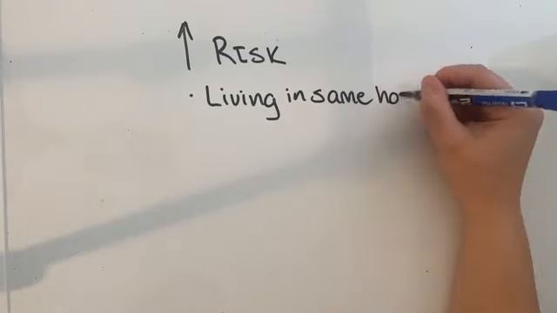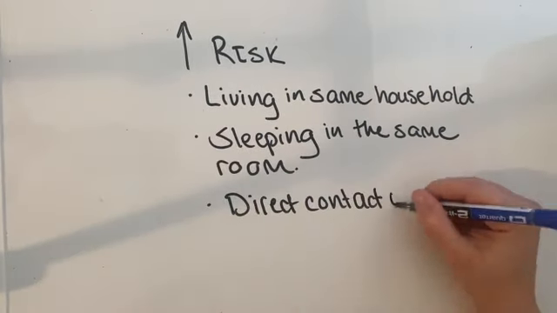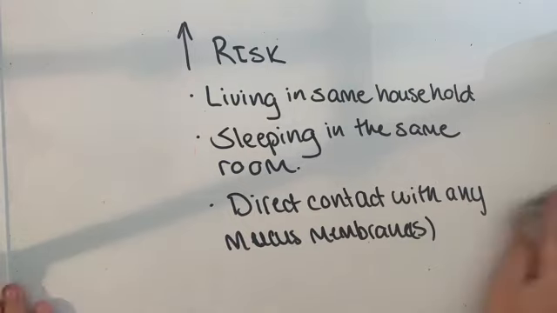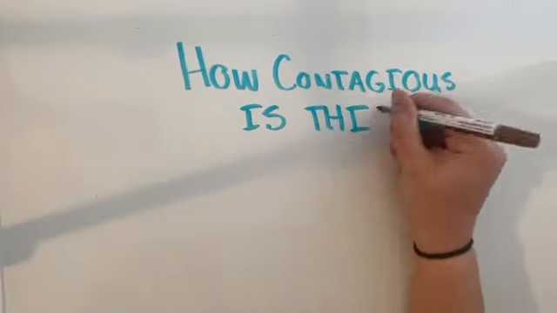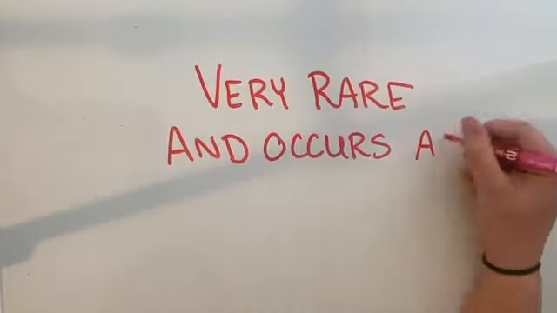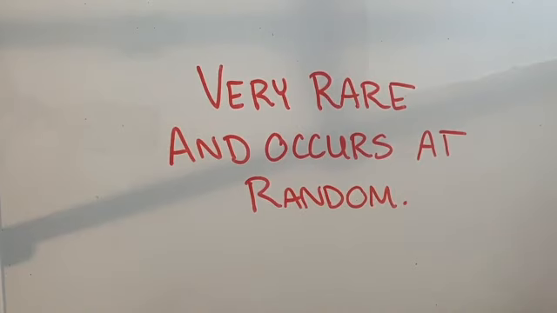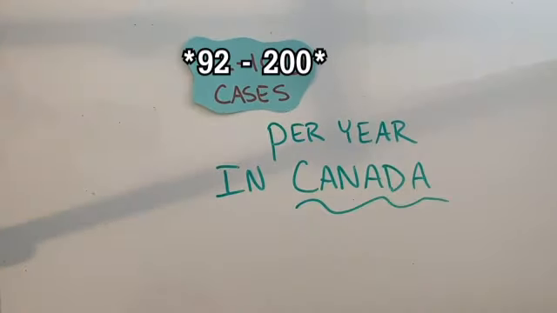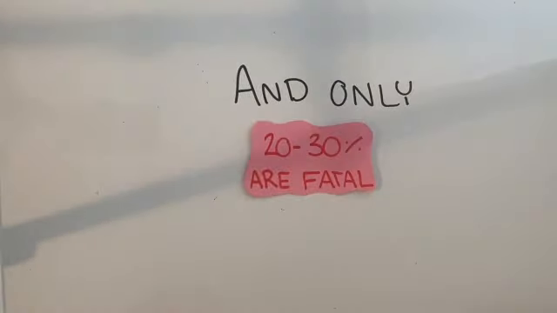Those at high risk of getting it from an infected person are people living in the same household as the infected person, people who sleep in the same room as the infected person, and people who have direct contact with the infected person's mouth or nose secretions. Necrotizing fasciitis is rarely contagious and occurs randomly. Most cases of invasive strep A do not present as necrotizing fasciitis. According to Manitoba Public Health, there are 90 to 200 cases of necrotizing fasciitis per year in Canada, of which about 20 to 30% are fatal.